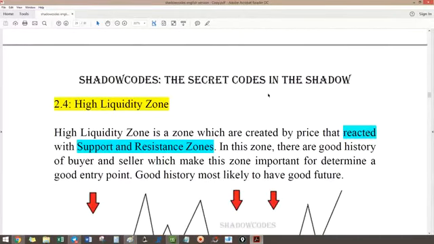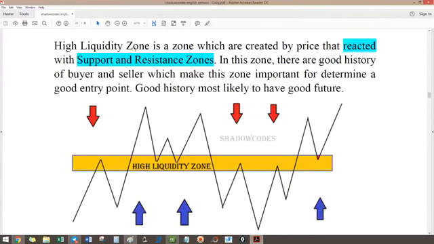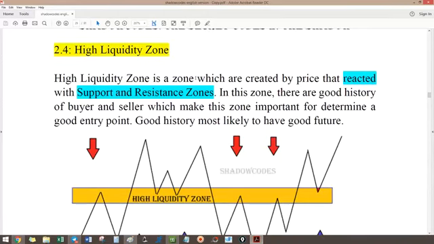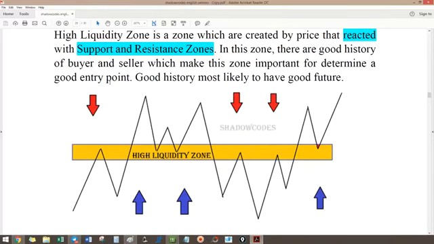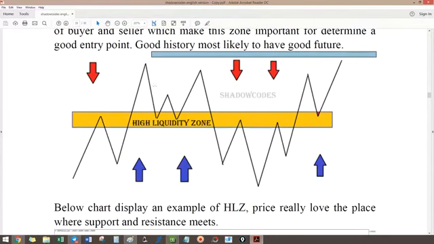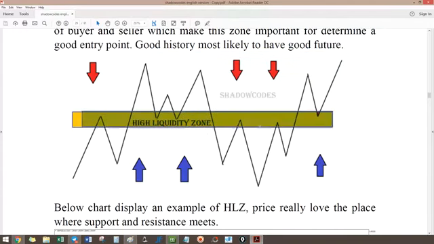All right, high liquidity zone. A high liquidity zone is a zone created by price that reacted with support and resistance zones. In this zone, there is a good history of buyers and sellers, which makes this zone important for determining a good entry point. Good history is most likely to have a good future. So in the high liquidity zone, we will find a trade in this area. This is a very good area to find a trade.